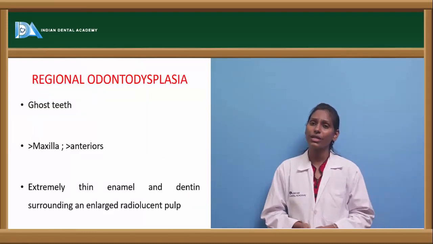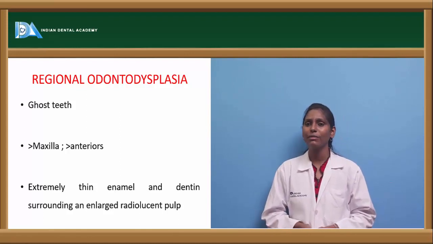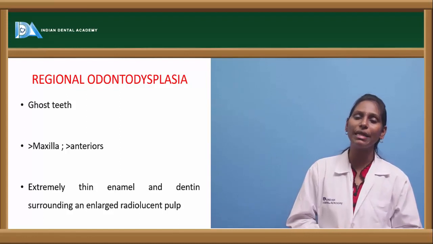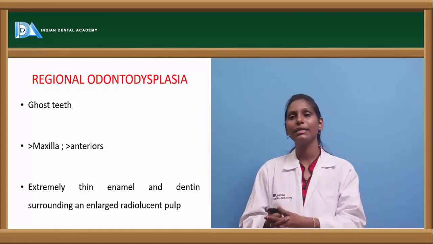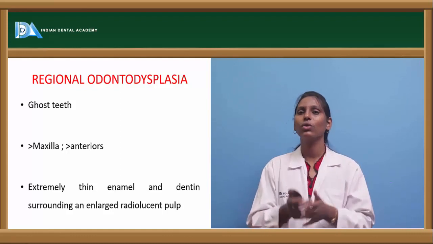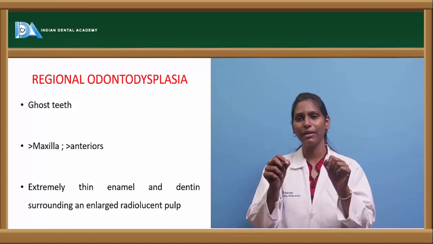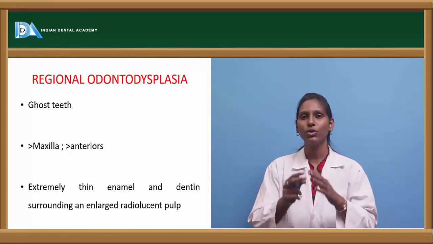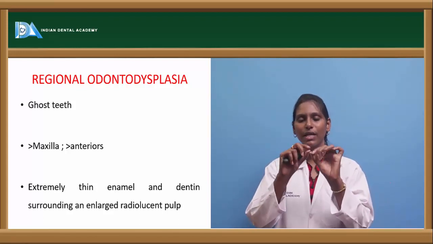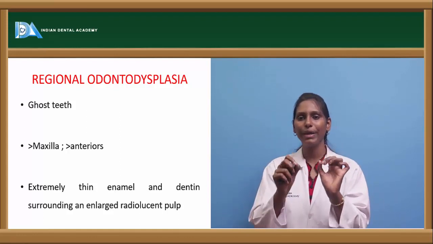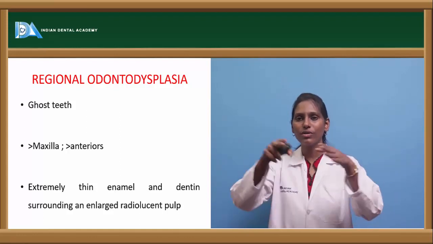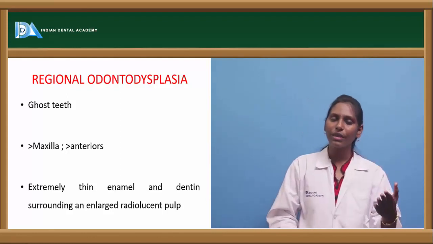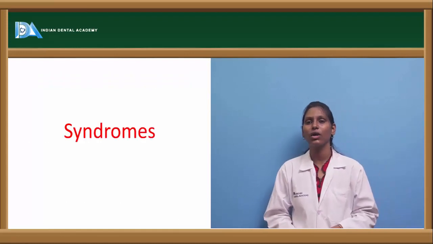And the next condition is regional odontodysplasia, and the tooth affected by this is also called ghost teeth. Usually the maxilla is most commonly involved, and anterior teeth are most commonly involved. Why this is called ghost teeth is because it has an extremely thin enamel layer, and the dentin surrounds an enlarged radiolucent pulp. So more radiolucency, surrounded by a thin radio-opaque or white line, appears like a ghost, and hence it is called ghost teeth.